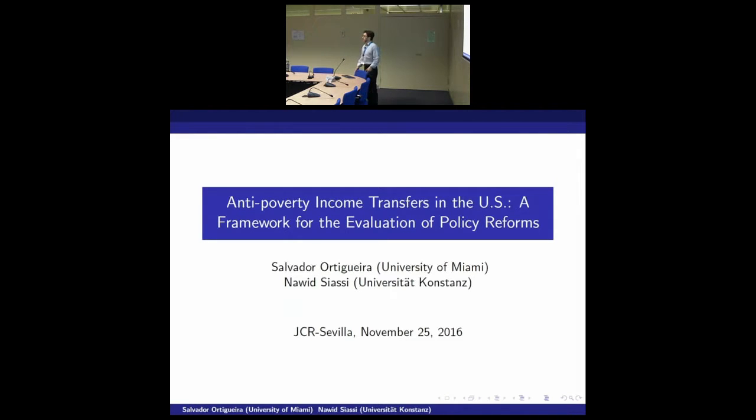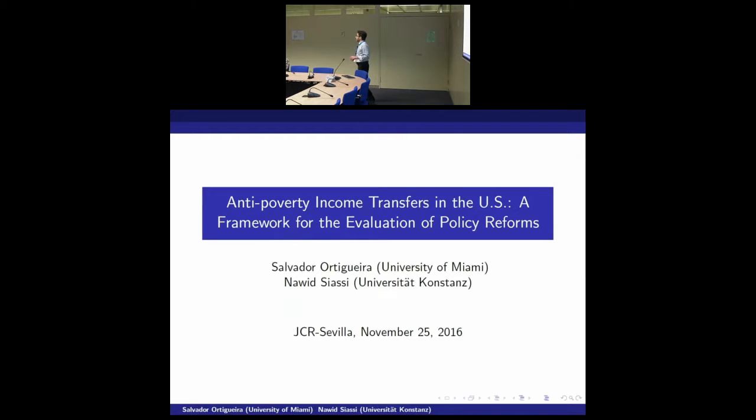As you can read in the title, this is a paper on fiscal policy. It's basically to see the effects of some policy reforms that have been discussed in the US in the past years on people that are low income.